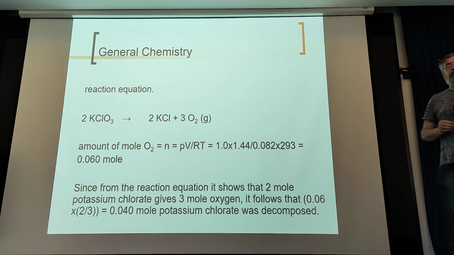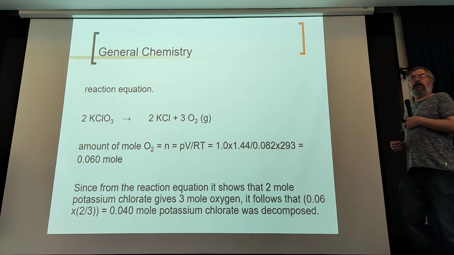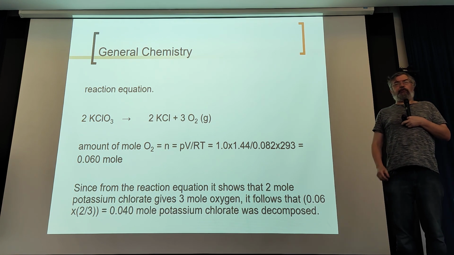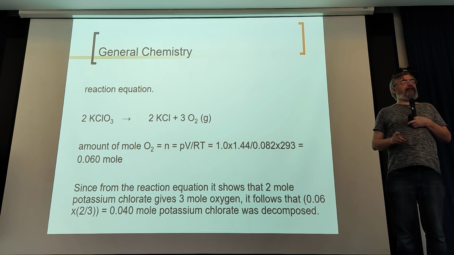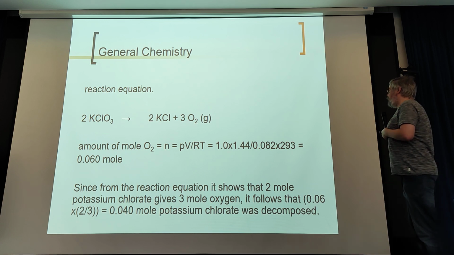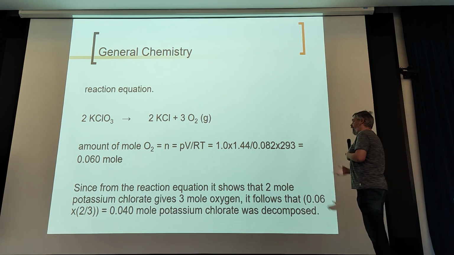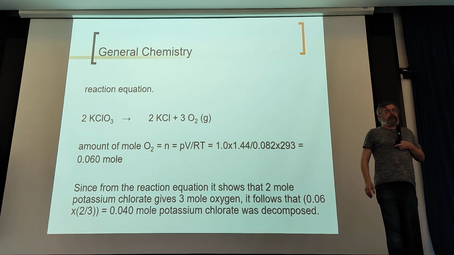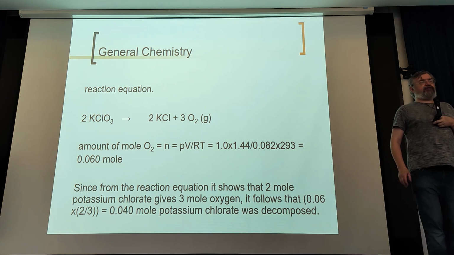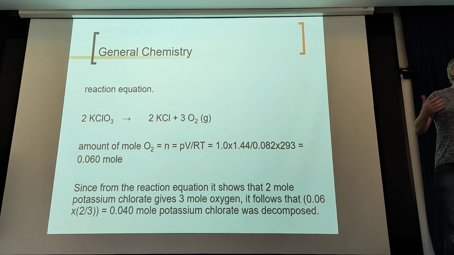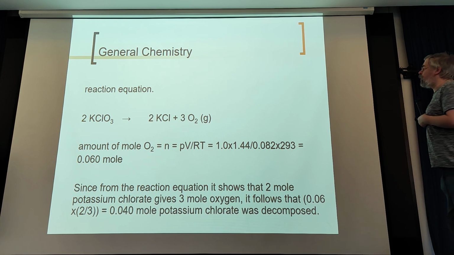0.082. And the temperature was 20 degrees Celsius, and that's 293 Kelvin. So it's 273 plus the amount of Celsius. So if you do all of that, you can calculate that there's 0.060 mole, so 60 millimole of dioxygen being formed.